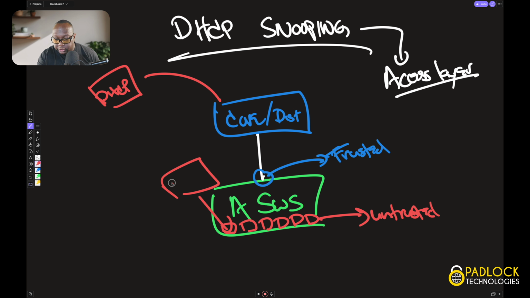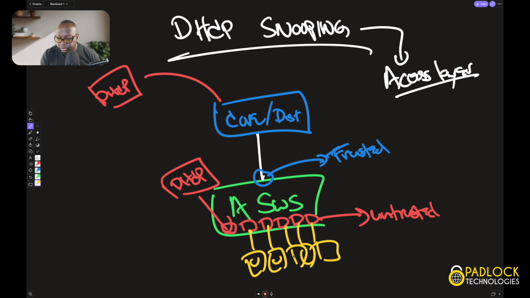Let's say someone plugs in a DHCP server over here. Now, it doesn't have to be technically like a Windows server or anything like that. It's just anything that can give out IP addresses. You plug it in, and then you have some users down here. All right. So you got users down here.